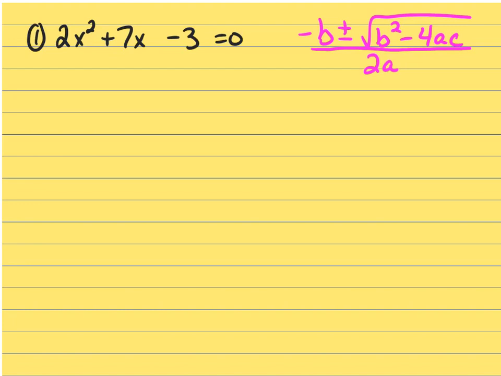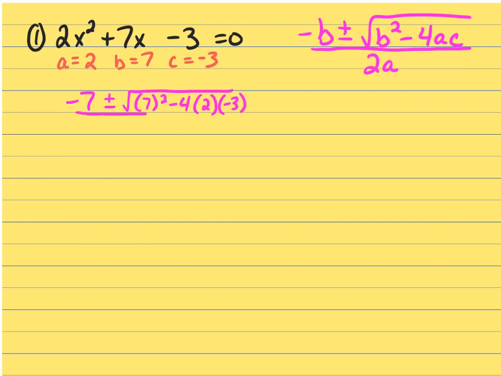On number 1, first thing I always do is I list my A value, which is 2, my B value, which is 7, and my C value, which is negative 3. Then I plug it into the quadratic formula. Instead of negative B, I'm going to write negative 7, plus or minus the square root of B squared, which is 7 squared, minus 4 times A, which is 2, times C, which again is negative 3, all divided by 2 times A, and A is 2.